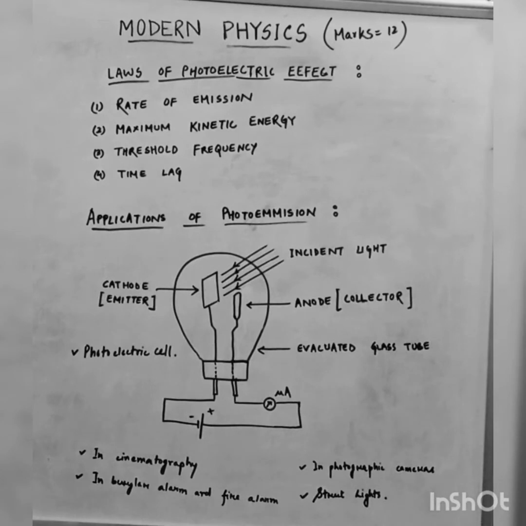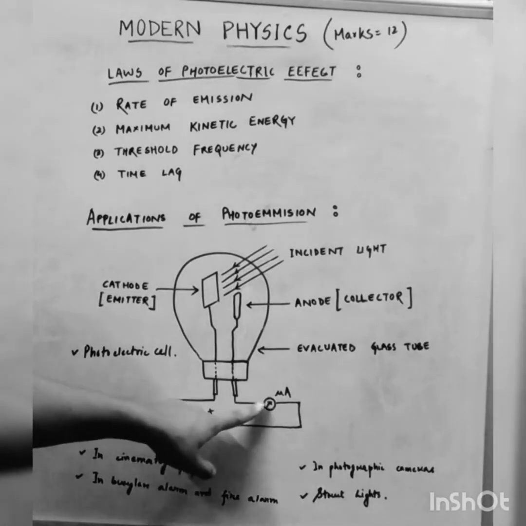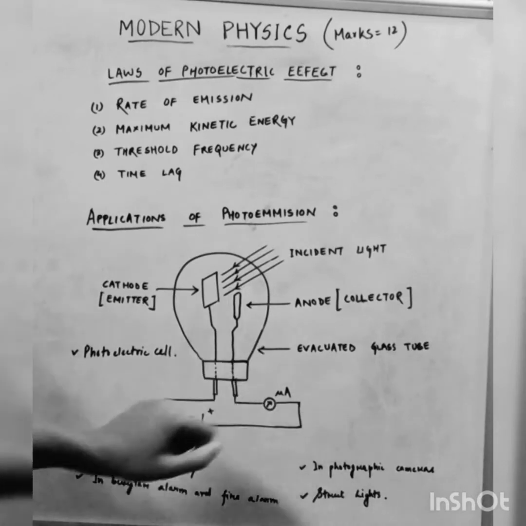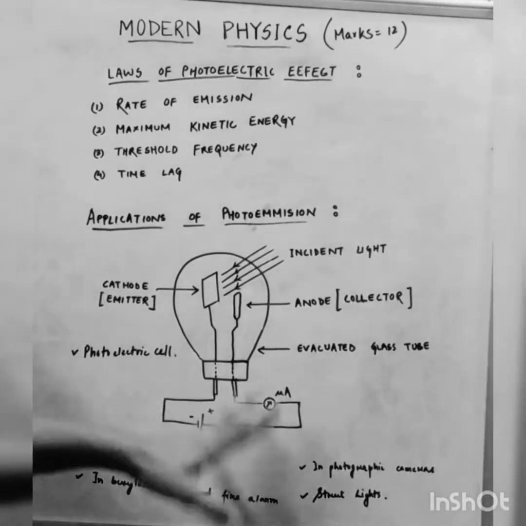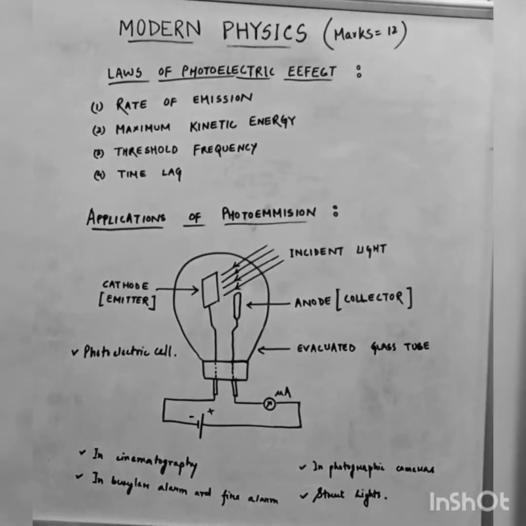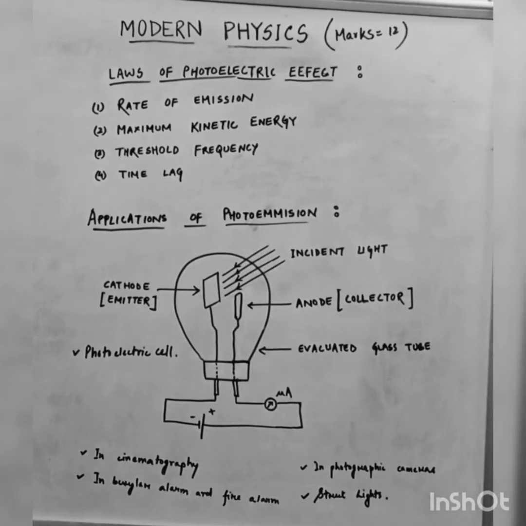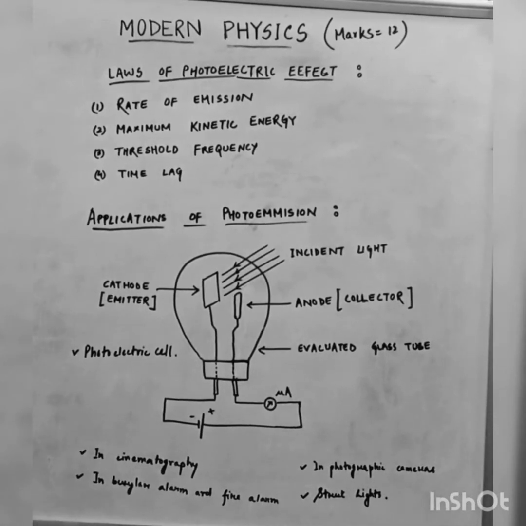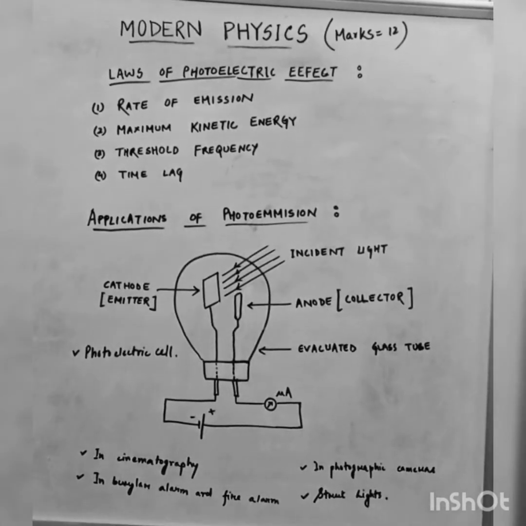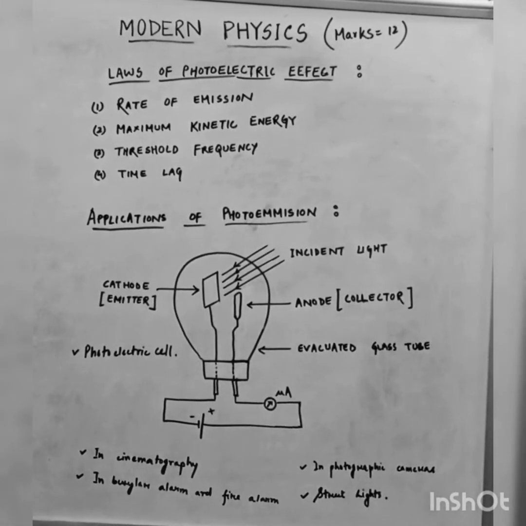But this photoelectric current is very low in measurement, because you can see here the emitter is measuring in microampere. So the current is very low, and to be practically applied somewhere we need to amplify the current before using it. There are also other various applications of photoemission, like in cinematography for reproduction of sound. It is also used in counting devices.